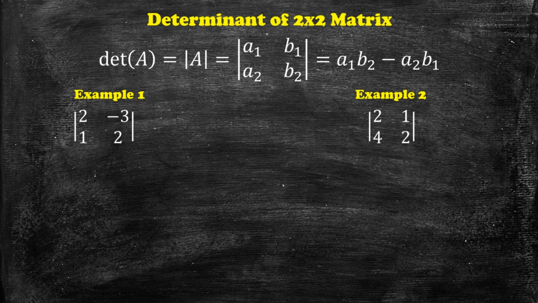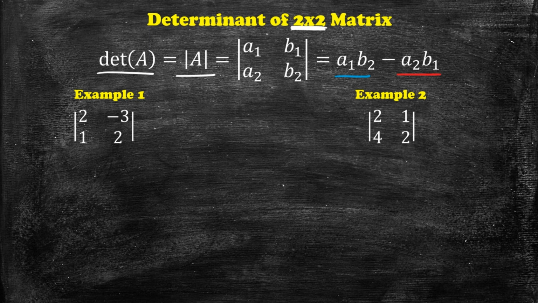Alright, so let's first start by going over determinants of 2x2 matrices. It's a lot more simple than the 3x3s, but anyway, let's look at this formula here. What it's saying is that the determinant of A, which is also written like this with those absolute value signs, that's just a shorthand way of writing the determinant, is equal to just some matrix. So these right here, A1, A2, B1, and B2 are just numbers. The determinant is equal to A1, B2 minus A2, B1.